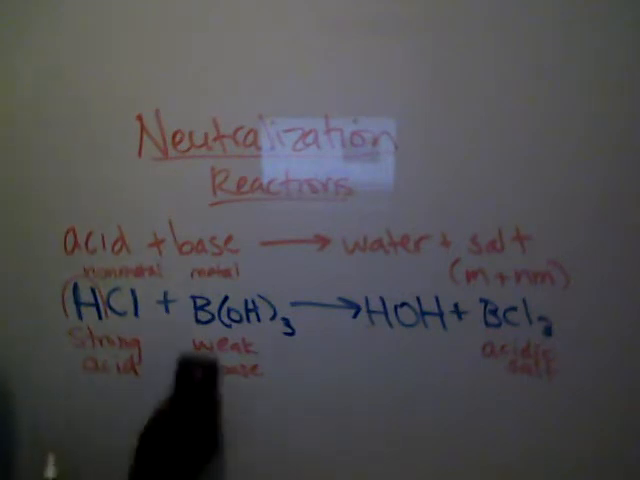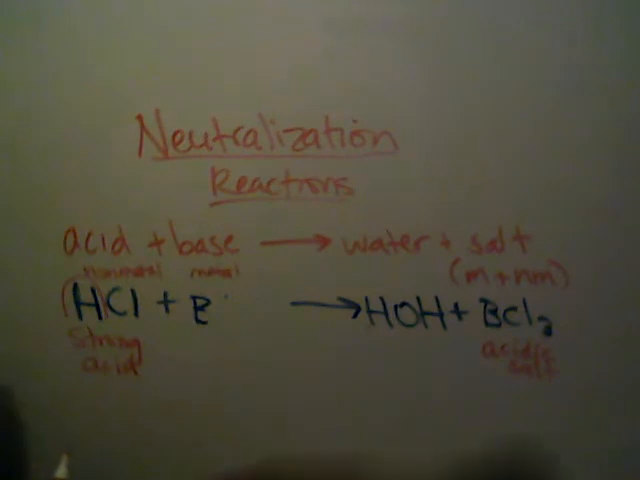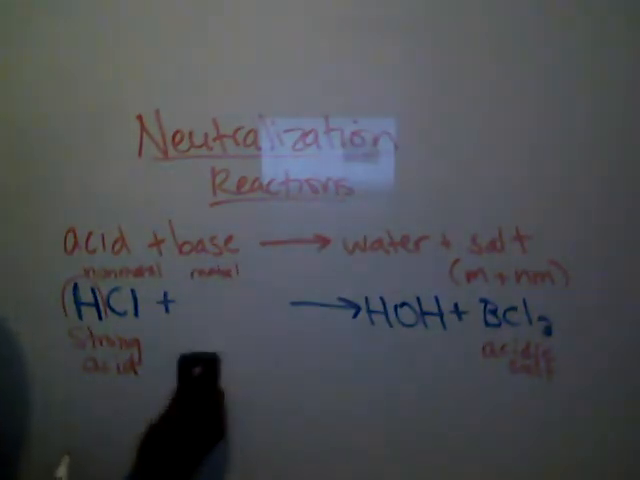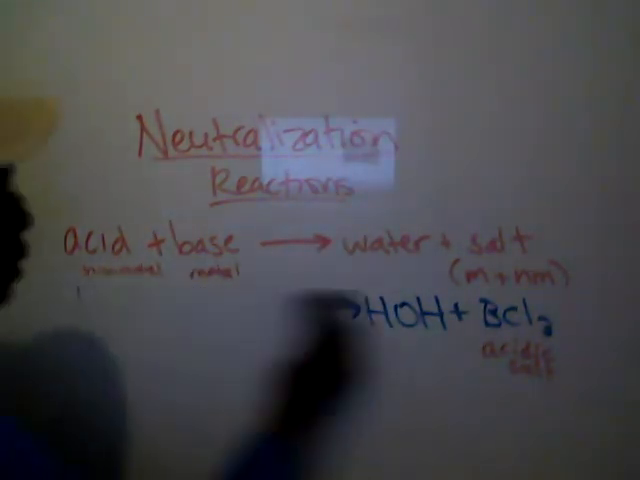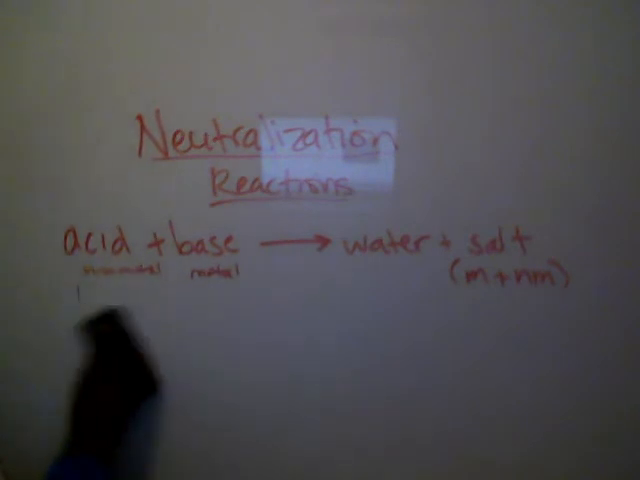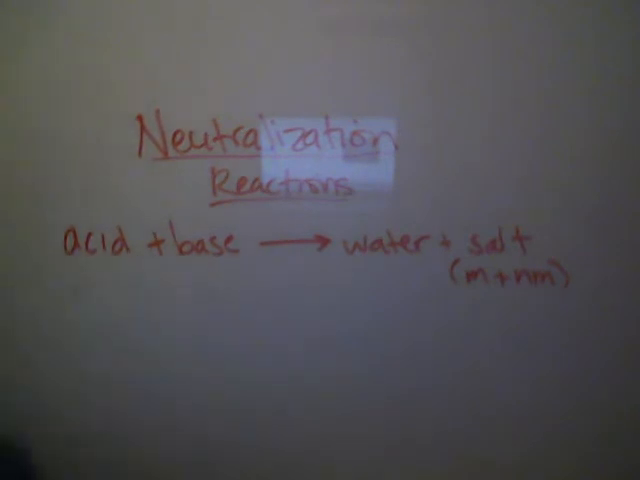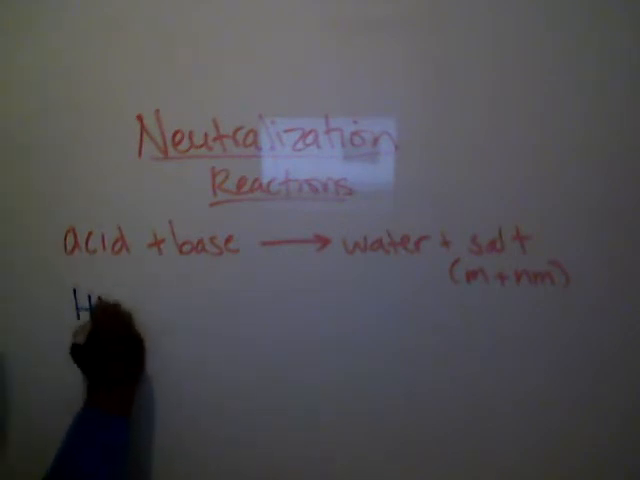Okay? So let's try another one and see what happens. So you can kind of see with these neutralization reactions, depending on what things you add together, that salt that you make in the end could either be neutral, it could be basic, or it could be acidic. So let's say, as another example, that we take HNO3.